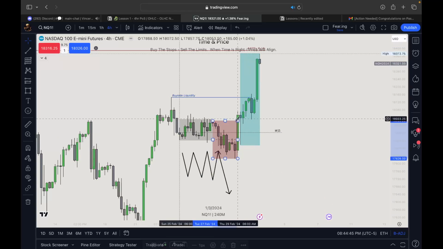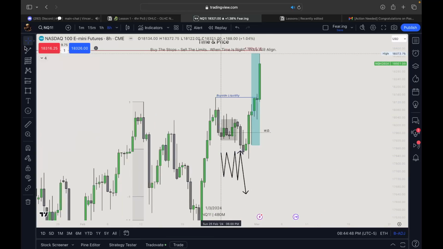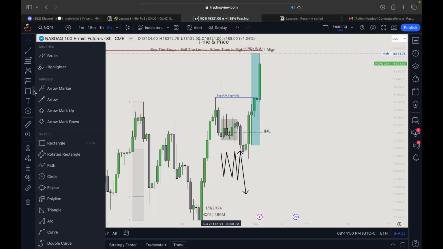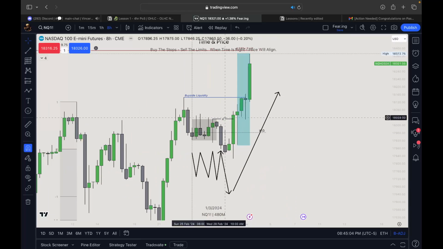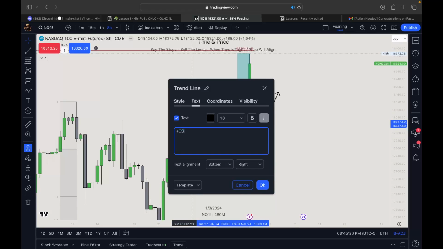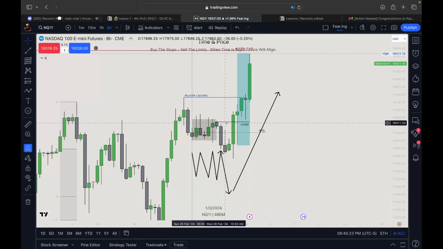This distribution is confirmed off of, what do you think? Either A, shift the market structure, which can be found here, or B, change in state of delivery, where price displaces past the previous down close candles, in this scenario closes above. That is our change in state of delivery, confirming the start of a new buy program.